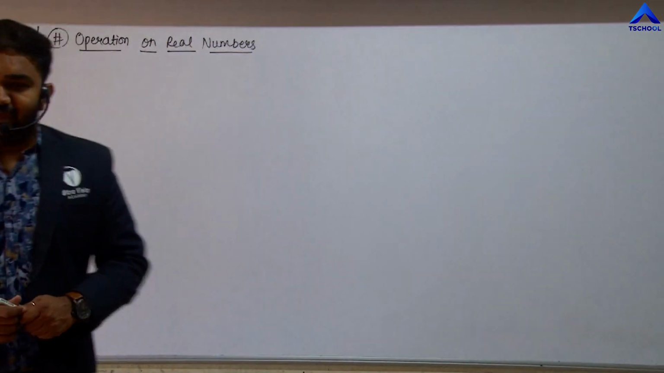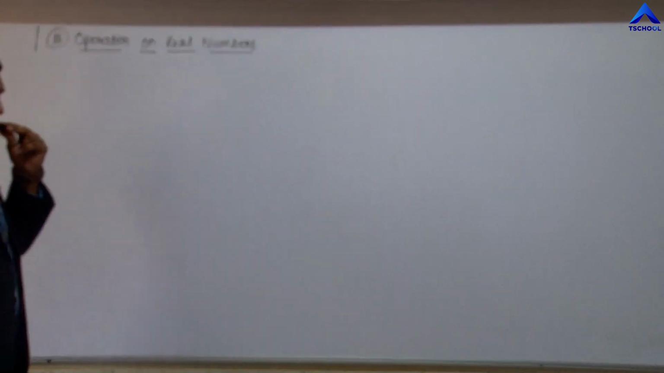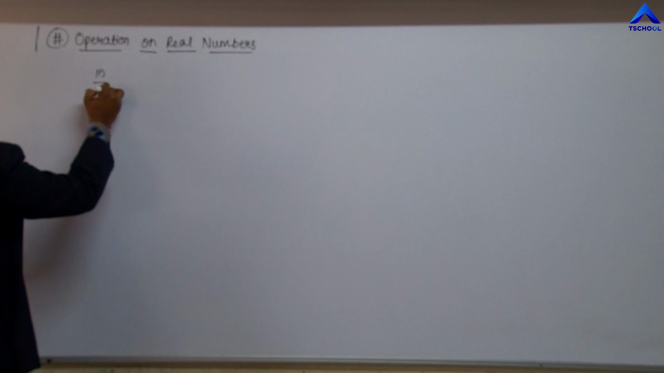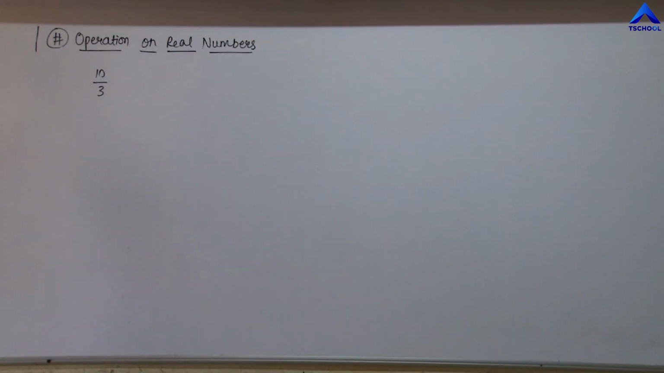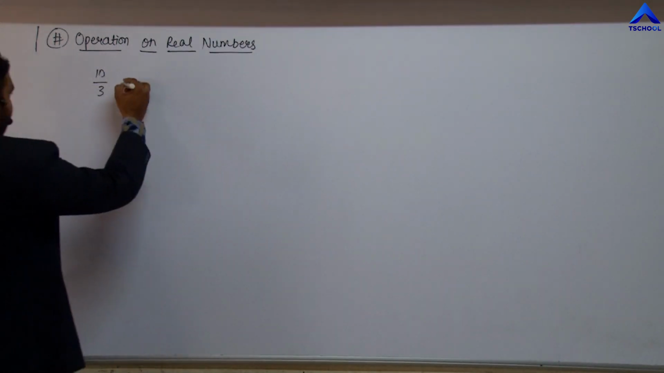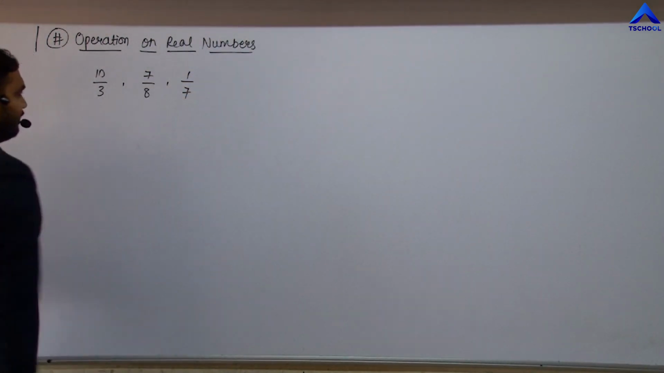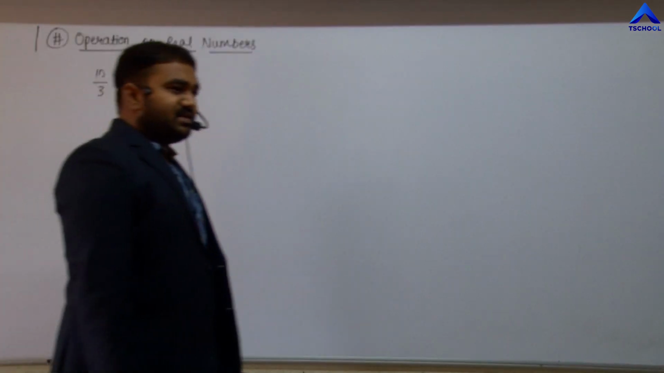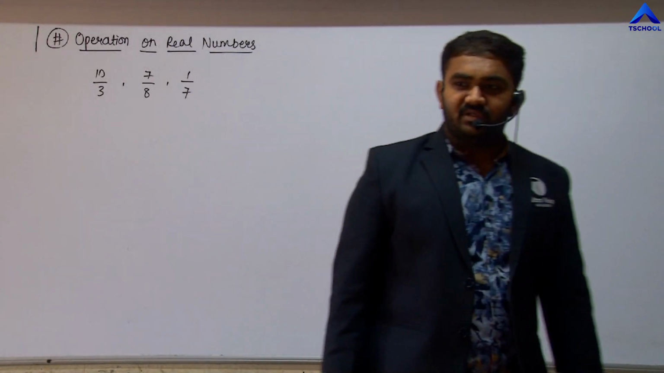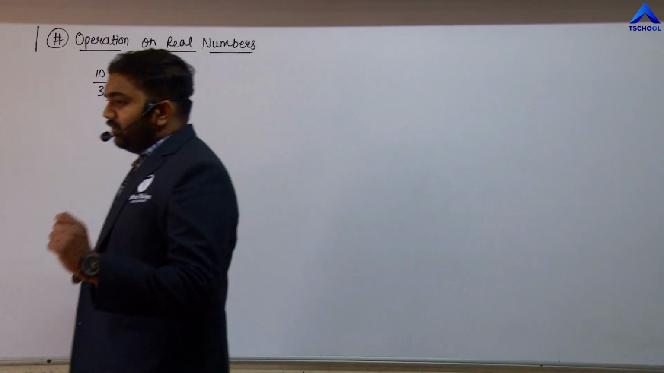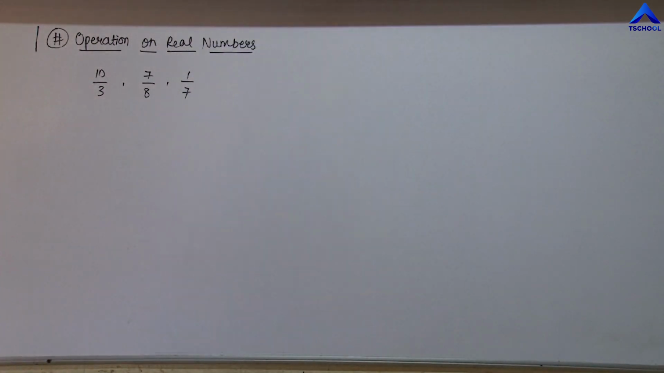Now we know that we can divide 10 by 3, right? We can also divide 7 by 8, and we can also divide 1 upon 7. You can see here that all these numbers, in the numerators and denominators, are natural numbers.